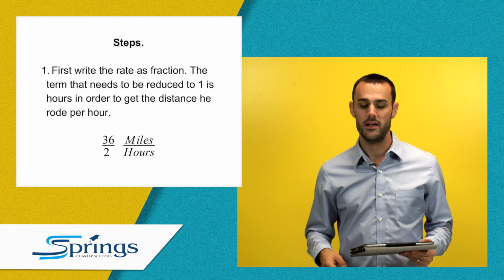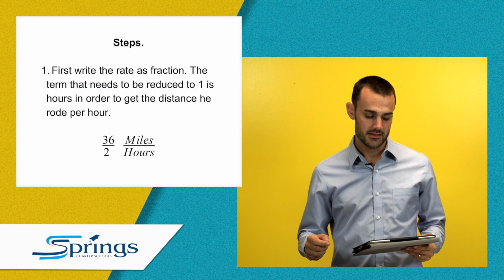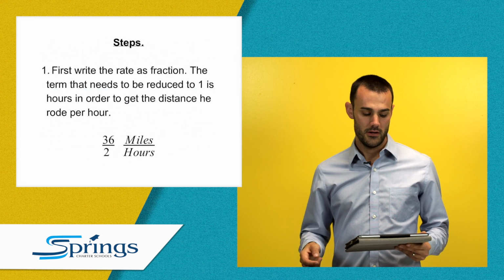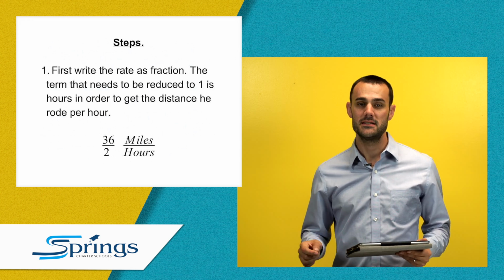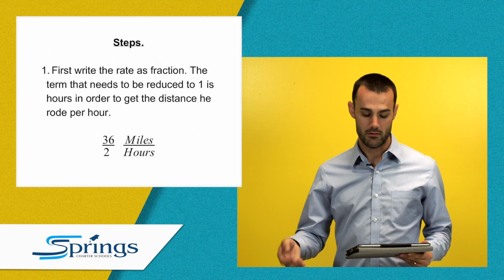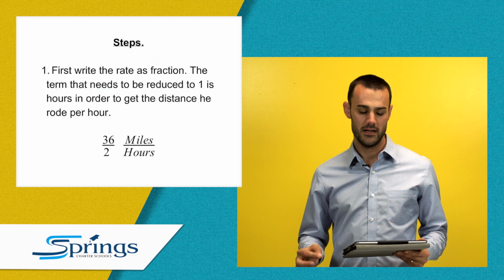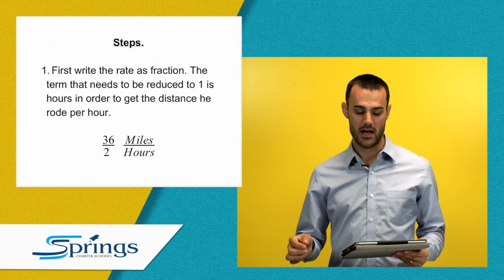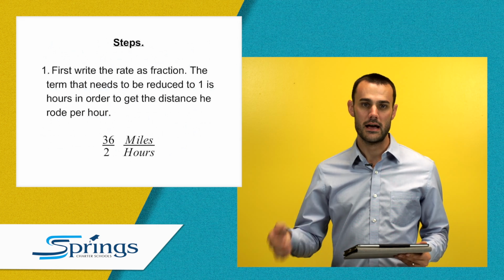First, let's write a rate as a fraction. The term that needs to be reduced to 1 is the hours, in order to get the distance that John rode per 1 hour. So my beginning fraction is 36 miles over 2 hours.